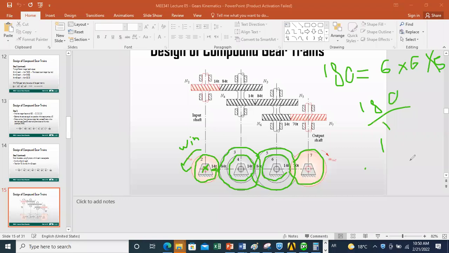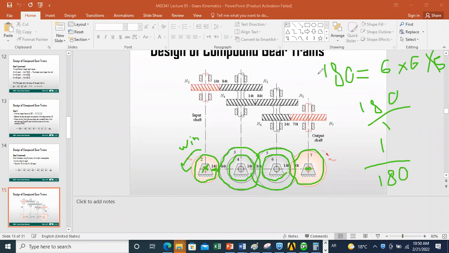Okay, and now it depends if you want to have the ratio 180 over 1 or 1 over 180, you can reverse the input and output. And here, if you want to reduce the angular velocity, 2 will be your input, 7 will be your output. If you want to increase the angular velocity, you should reverse. Your input will be here, and this is your output. And of course, when you reverse input and output, the gear ratio will be reversed.